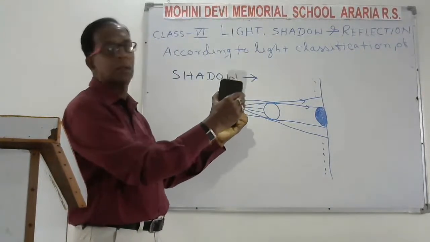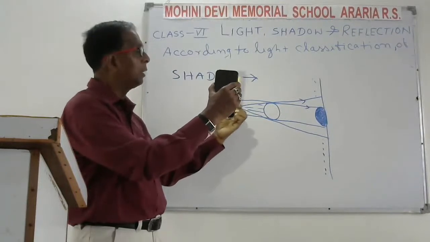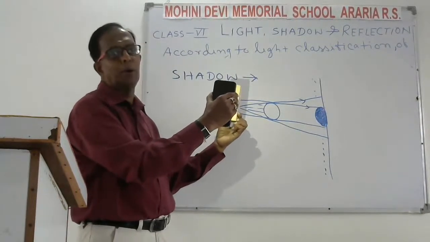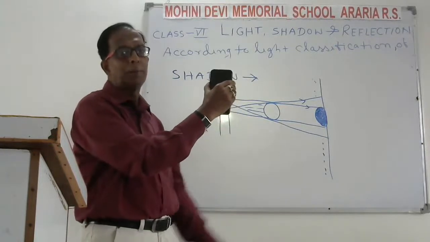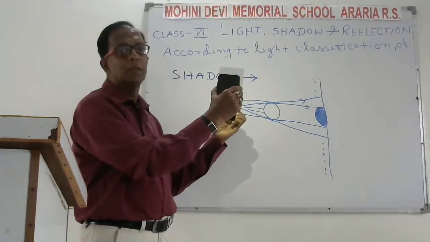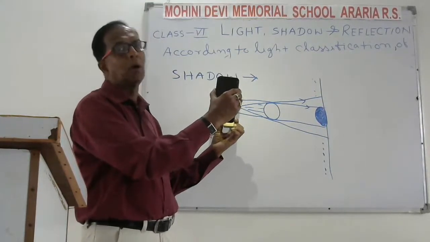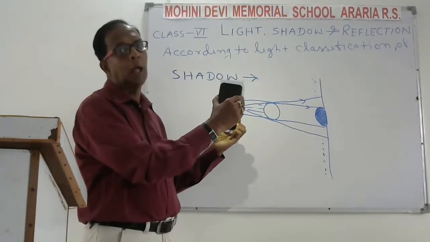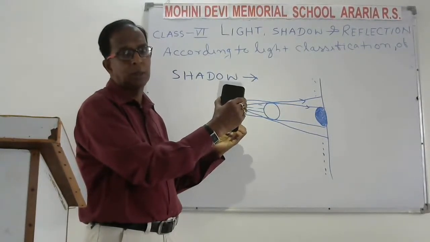When an opaque object comes in the path of the light, then a shadow is formed. And if it is away from the path, a shadow is not formed. It shows that the formation of a shadow proves that light propagates on a straight path.